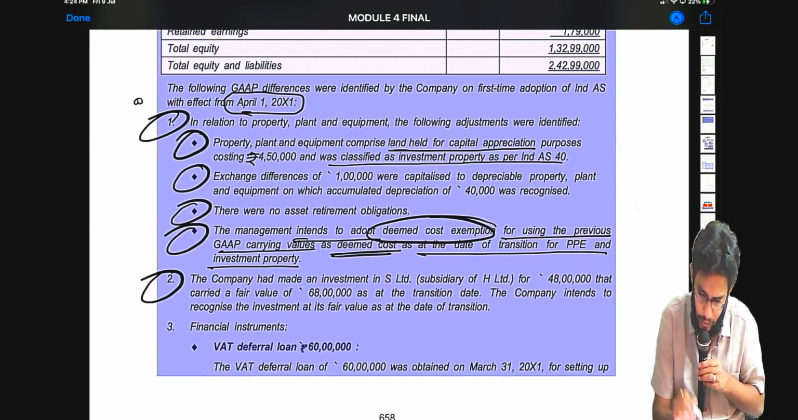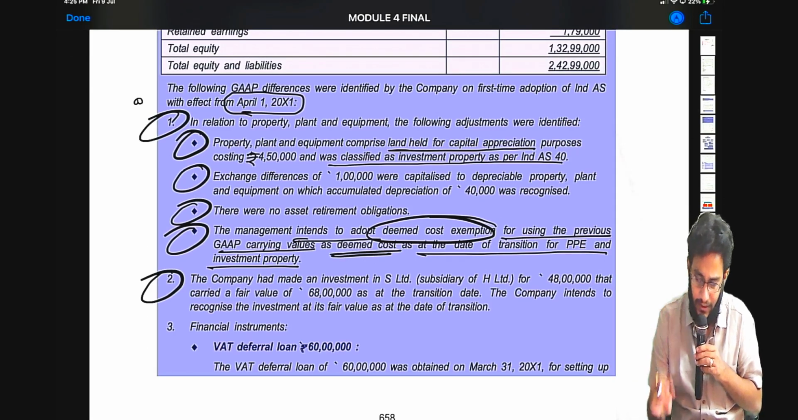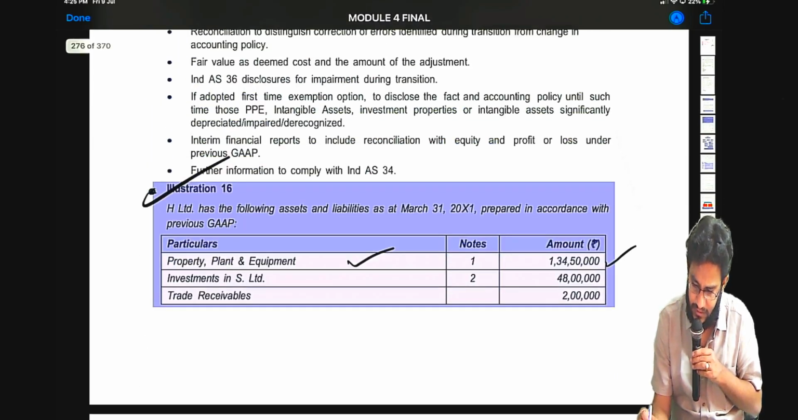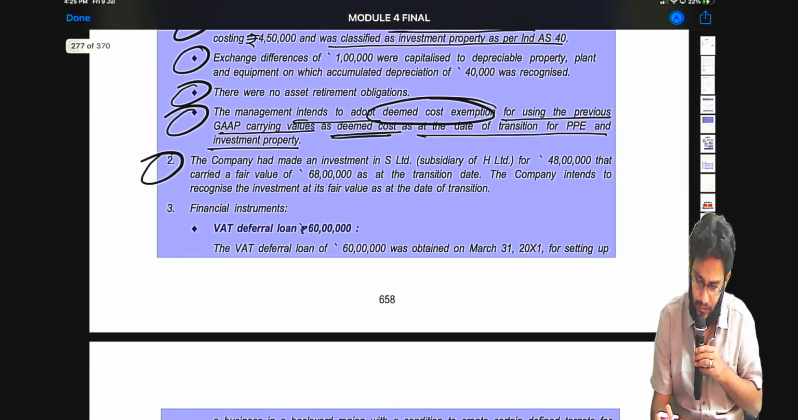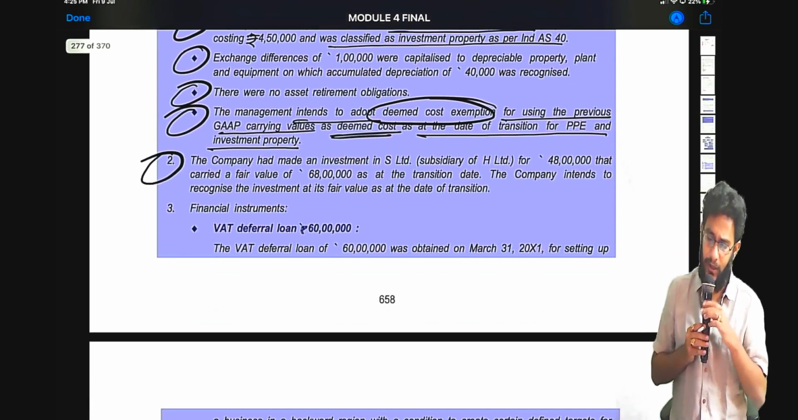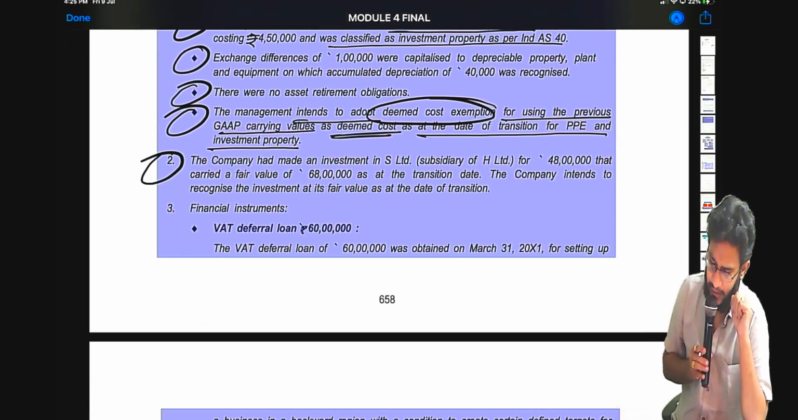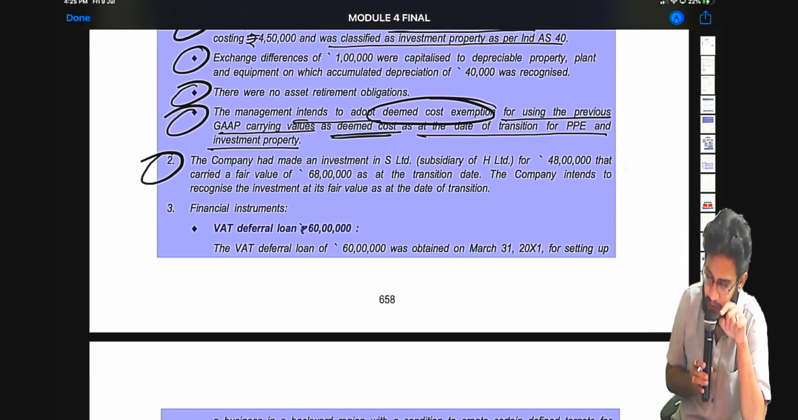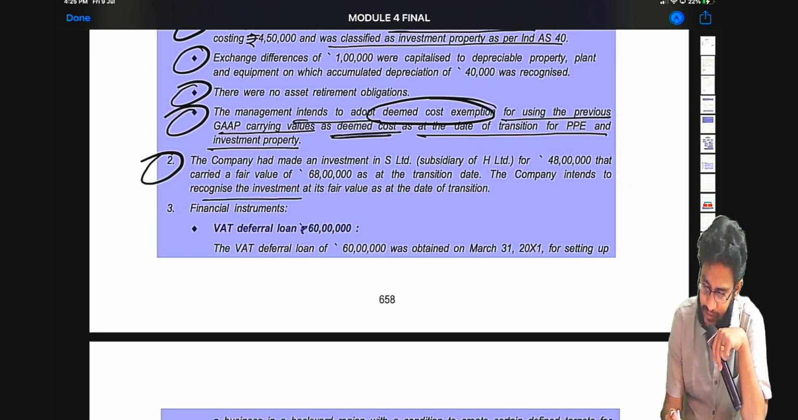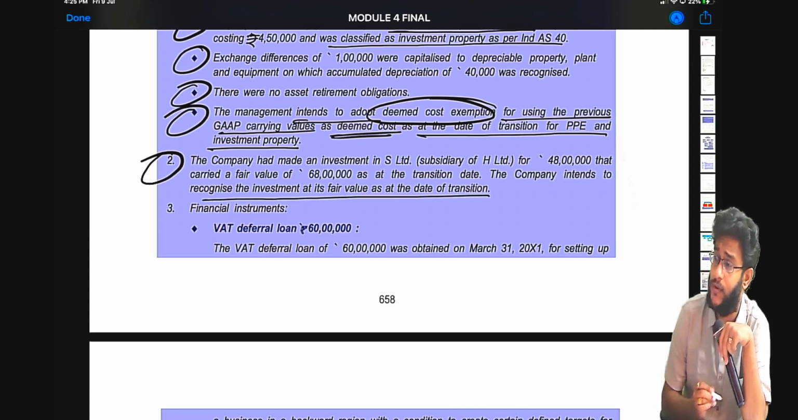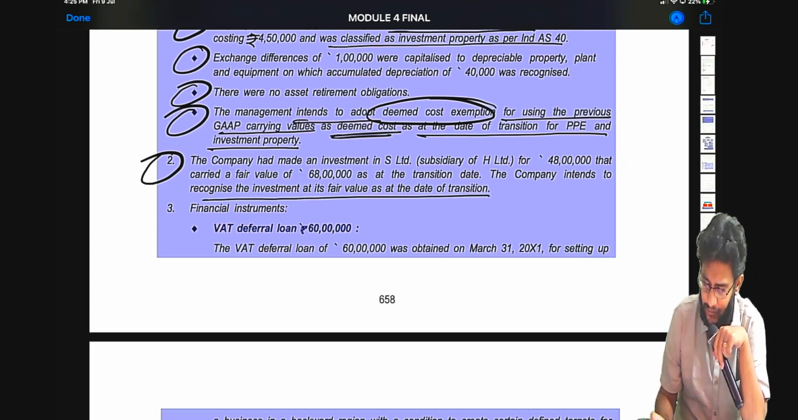Note point 2. Note point 2 is regarding investment in subsidiaries, sir, which is appearing here at 48 lakhs. That's what adjustment is there. The company has made investment in S Limited subsidiary for 48 lakhs that carried a fair value of 68 lakhs on the transition date. The company intends to recognize the investment at its fair value on the date of transition. Do they have the choice?